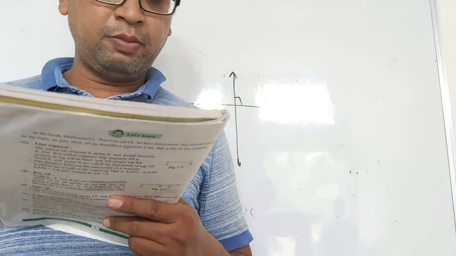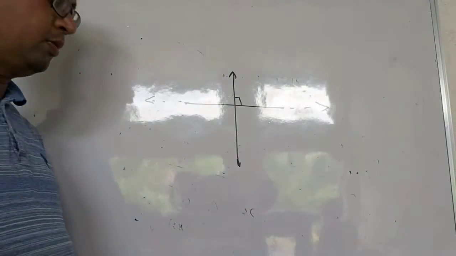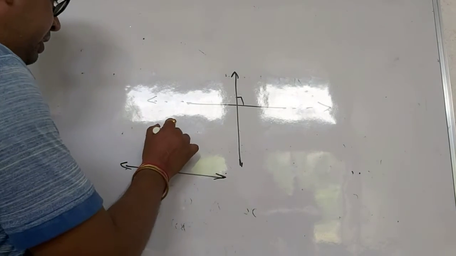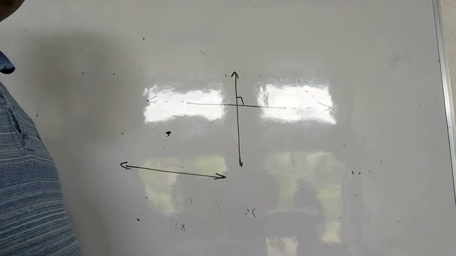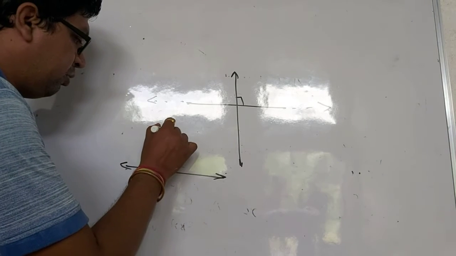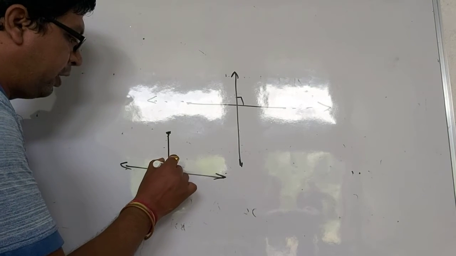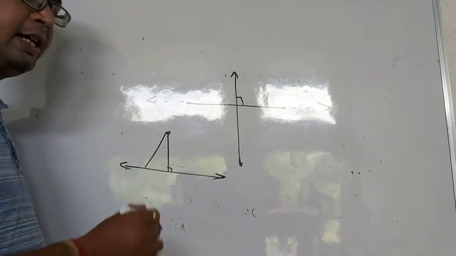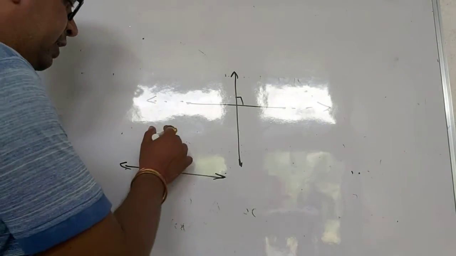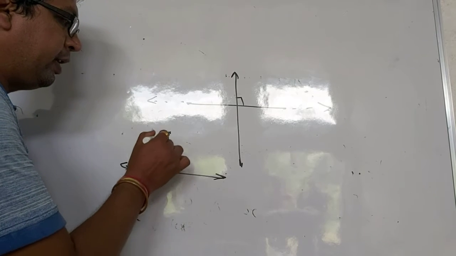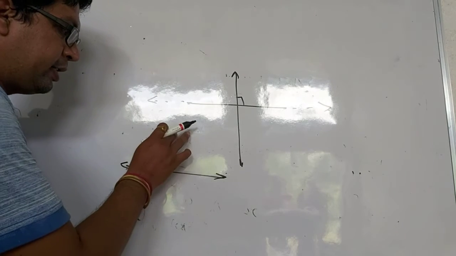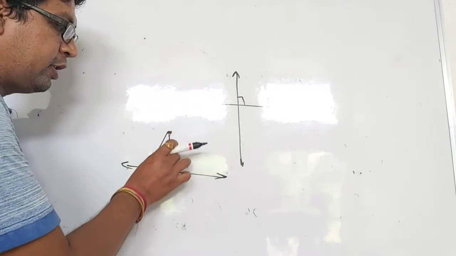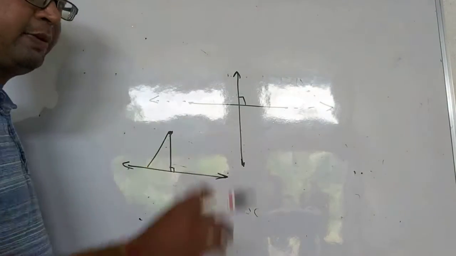Next is distance of a point from a line. Suppose a line is there and a point is there. Its distance is always equal to the length of the perpendicular from this point to the line. If a line is drawn in this way, then you can't say the length. If it is perpendicular to this line from this point, then you can say the distance from the point to the line is the length of this perpendicular segment.